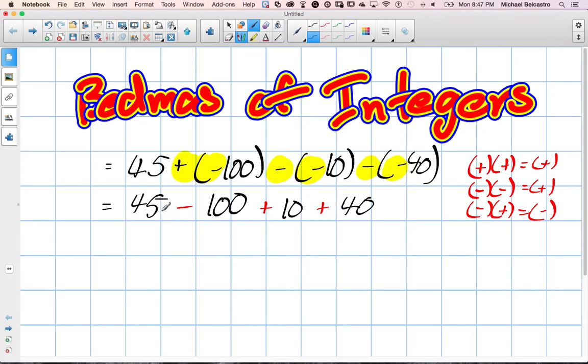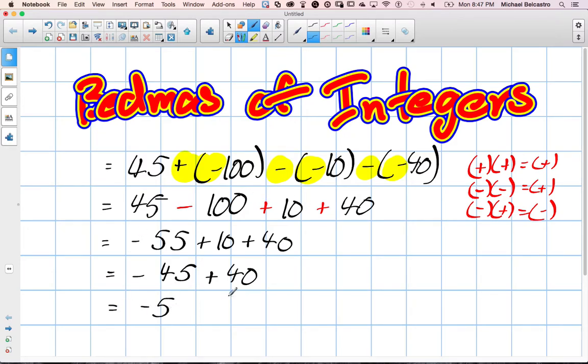Now I can just work at it one at a time. So 45 subtract 100 is actually negative 55. Is that right? Yeah, that should be right. Plus 10 plus 40. Negative 55 plus 10 would give us negative 45 plus 40, and then negative 45 plus 40 would give us negative 5.